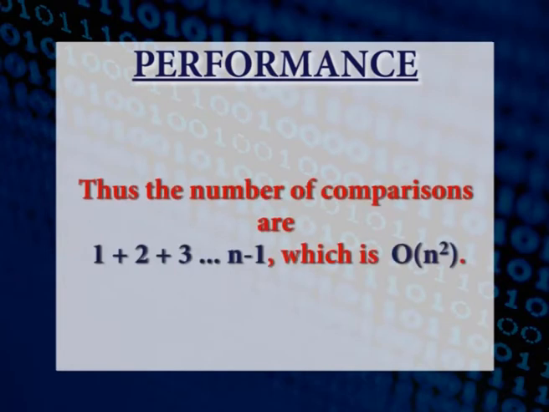Thus, the number of comparisons is 1 plus 2 plus 3 going up to n minus 1, which is order n square.